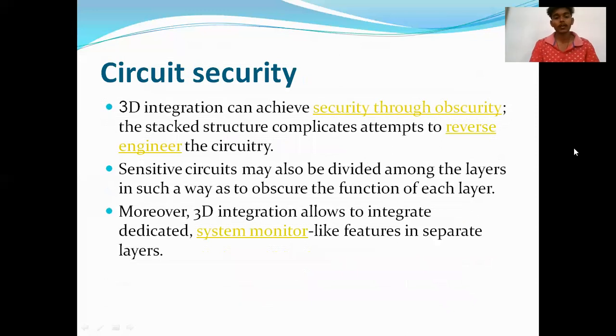Coming to circuit security in 3D integration, you can achieve security through obscurity, as the stacked structure complicates attempts to reverse engineer the circuitry. The sensitive circuits may also be divided among the layers in such a way as to obscure the function of each layer. Moreover, 3D integration allows you to integrate dedicated system monitors and security features in separate layers.